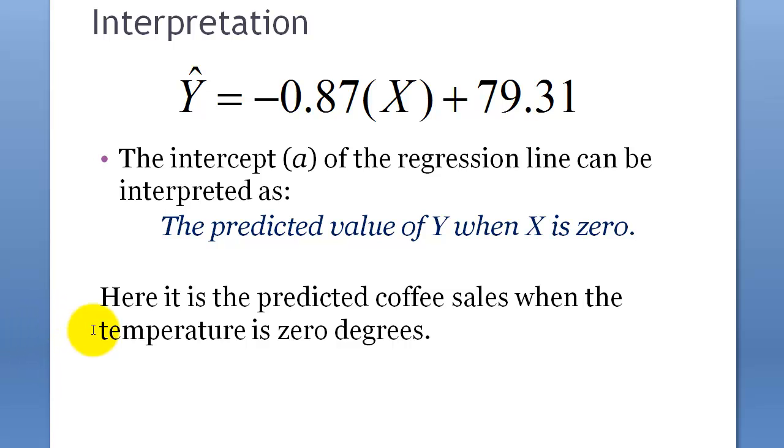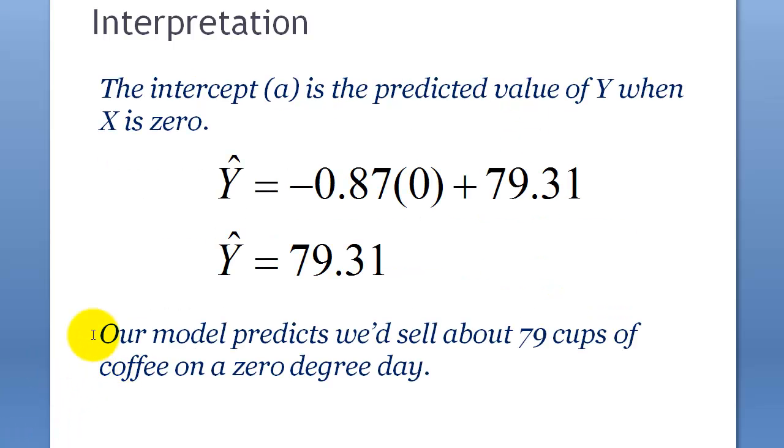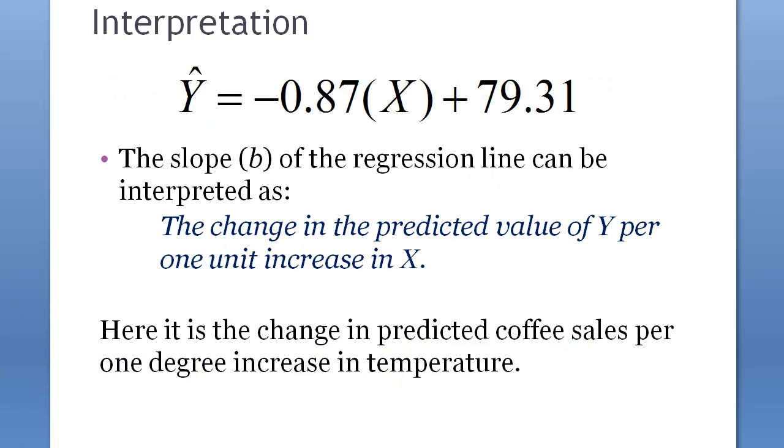If you know math, it's obvious, but this number is when the temperature is 0, I mean, when x is 0. So when the temperature is 0, this is how much the coffee sales are going to be.